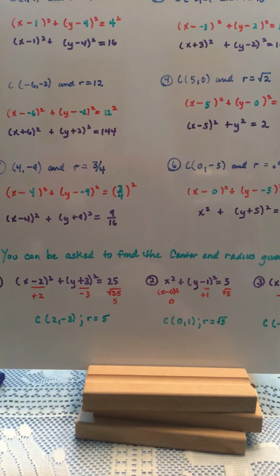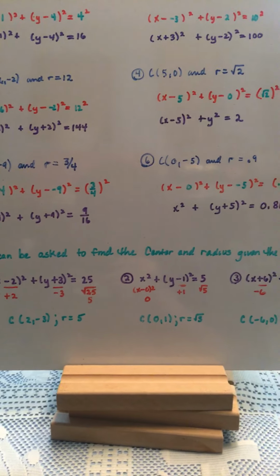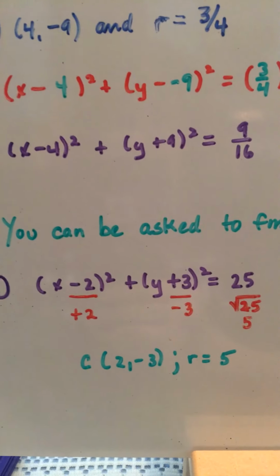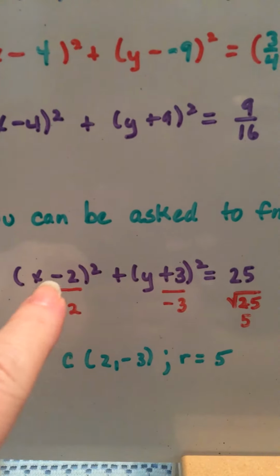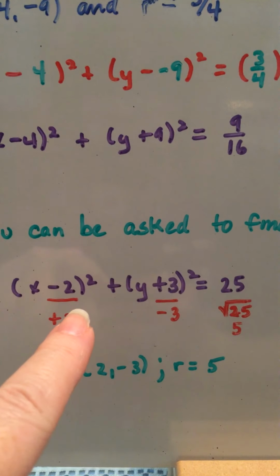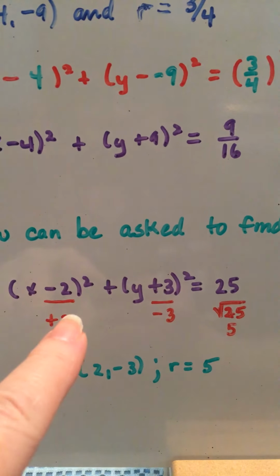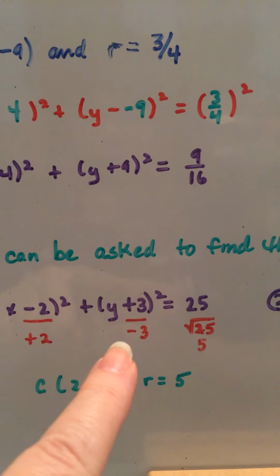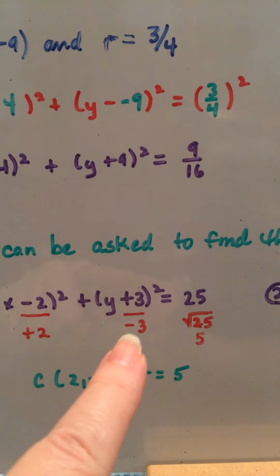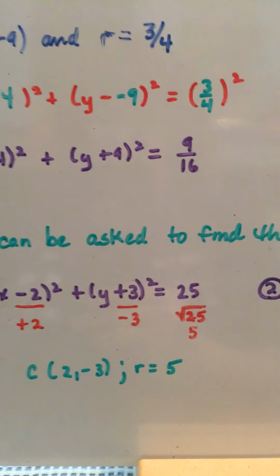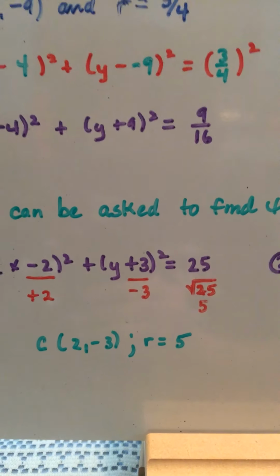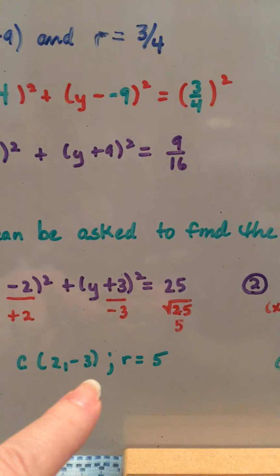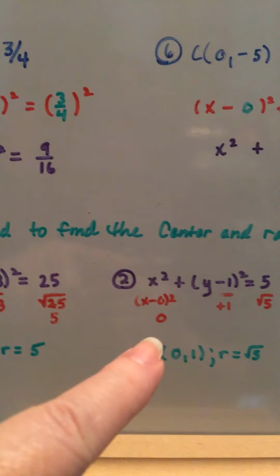And finally, you could be asked to find the center and the radius given the equation. So what was the pattern we learned? This is subtract the center, that is a negative h, gives me a positive. A positive k on the inside says k was really negative. And I take the square root, so my center is the opposite, 2, negative 3, and the radius is 5.